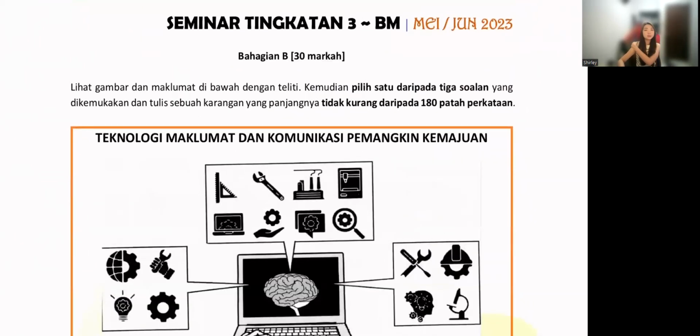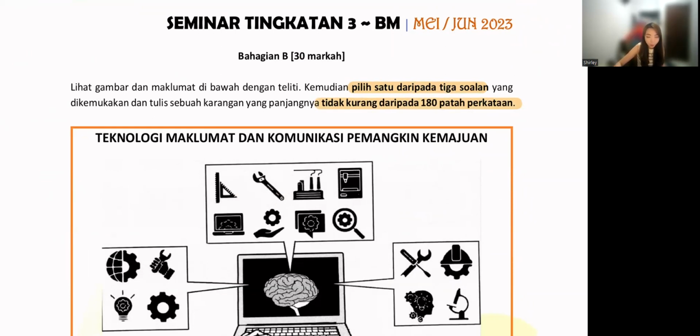All right, look at this one. So we finish up for that one. So for your Bahagian B, Bahagian B, you will have 3 questions, right? So for these 3 questions, you will need to choose either one. Pilih satu daripada tiga soalan, tidak kurang daripada 180 patah perkataan. Okay, guys, remember, for the patah perkataan, remember how many words you will need to write for your karangan or not.